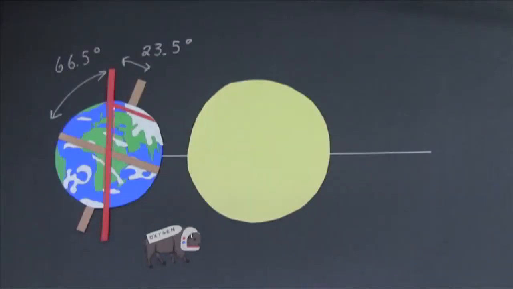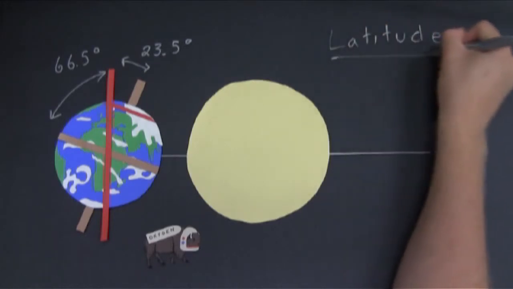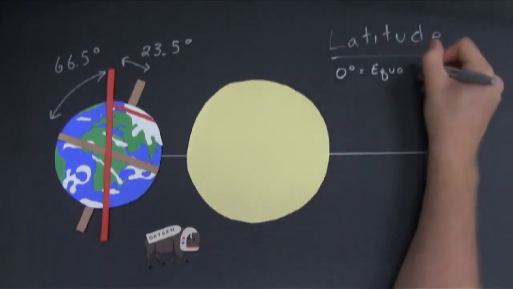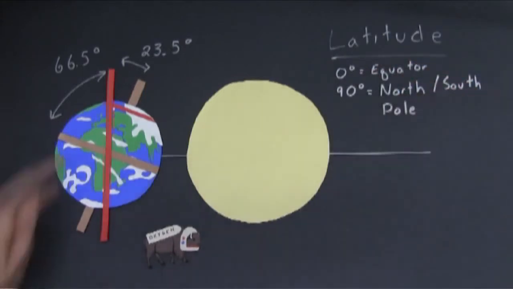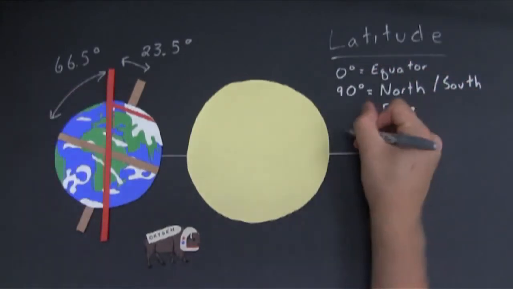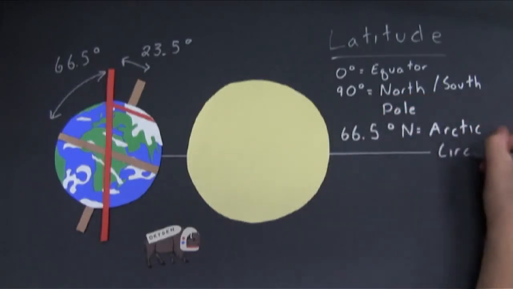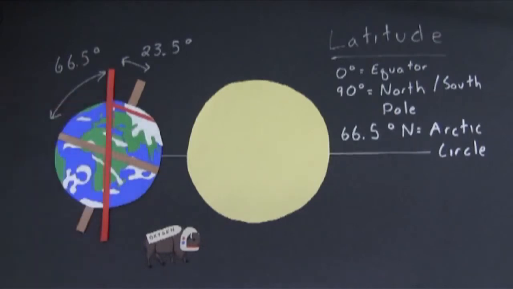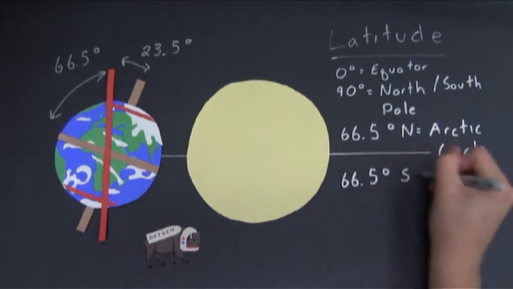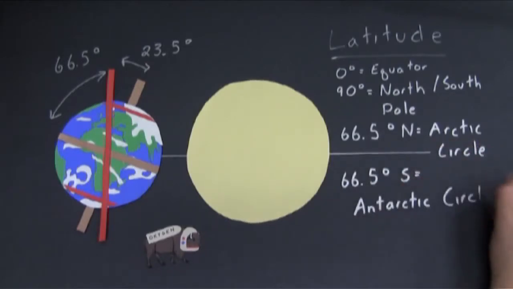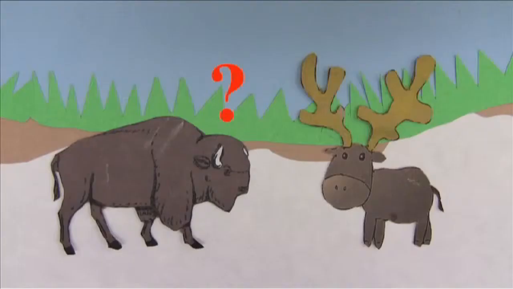Wait, latitude? What's that? Latitude is a measure of how far north or south you are from the Earth's equator. If you're 0 degrees, then you're right here on the equator. If you're 90 degrees north or south, you're on one of the poles. And if you're 66.5 degrees north, like we just talked about, you're at what's called the Arctic Circle. We can do the same thing on the southern hemisphere. We draw a circle at 66.5 degrees south. This is called the Antarctic Circle. Okay, but how does that keep the sun from setting during the summer in Norway?